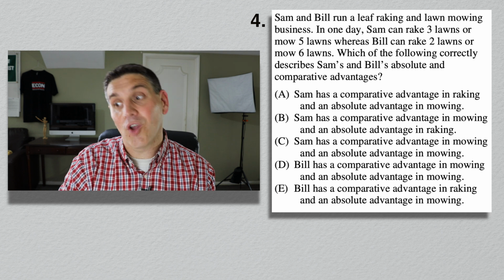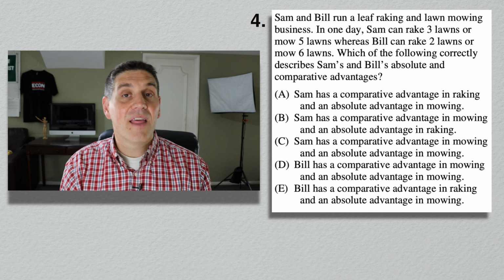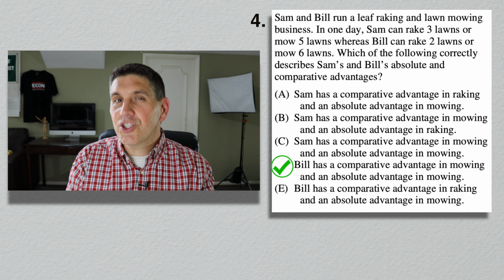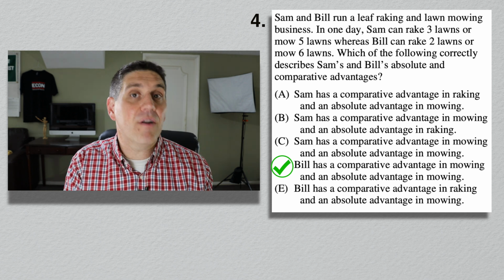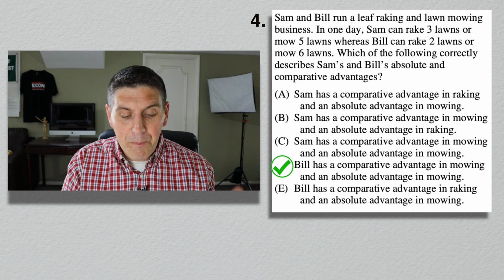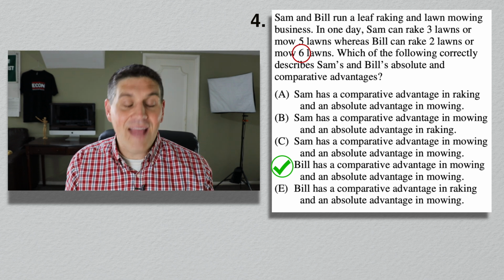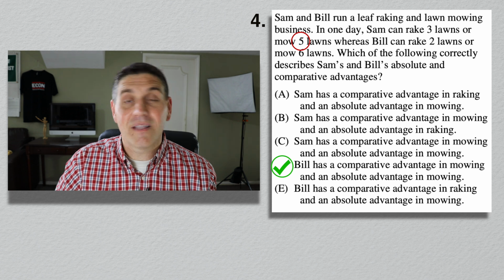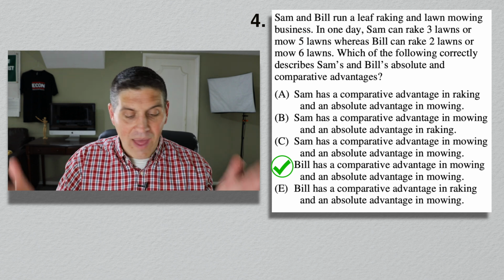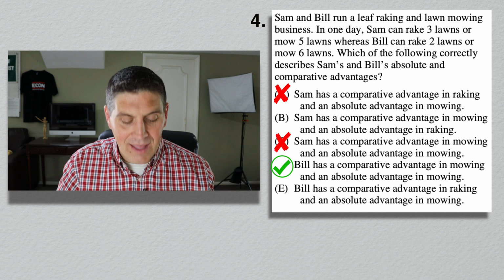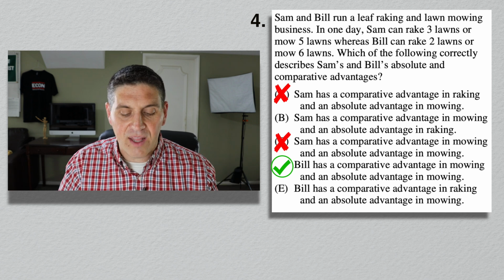If you get it wrong, you know you have to go back and watch those other videos. The answer is D. Here's a quick strategy for you. Remember, absolute advantage is a lot easier to find than comparative advantage. And if you look, you can see Bill can mow 6 lawns and Sam can only do 5 lawns. That means that Bill has an absolute advantage in doing lawns. And you can tell that means A and C are automatically out. Sam does not have an absolute advantage in mowing.